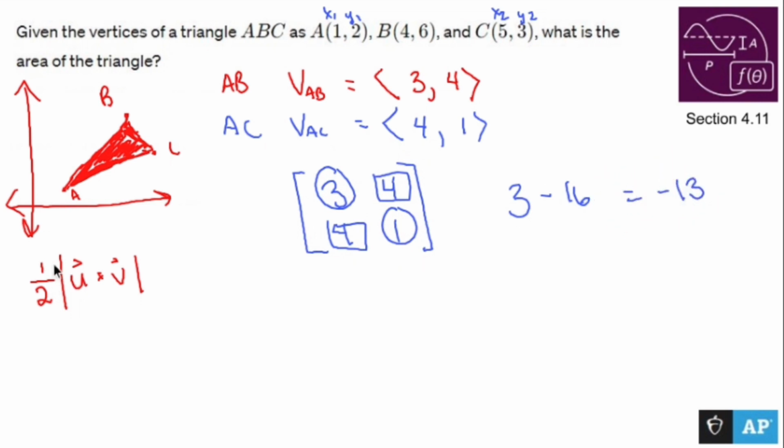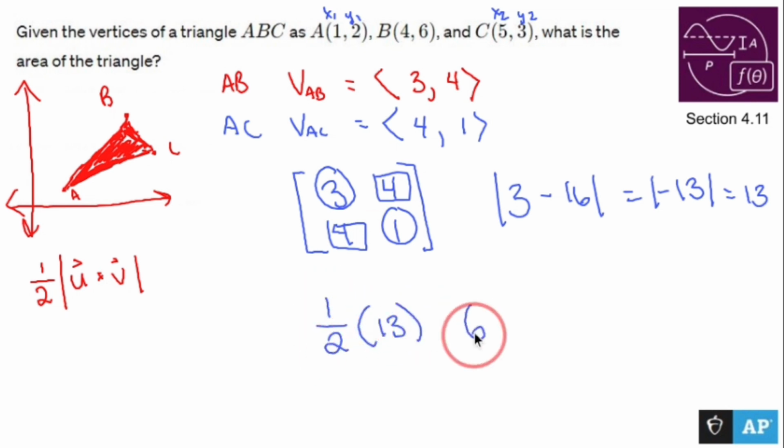Okay. Now what I do in order to do cross products is I have to take the absolute value of that, which is the absolute value of negative 13, which is positive 13. All right, so now to complete this, and by the way, what I just did here was this part, now I have to take 1/2 of that, and 1/2 of 13 is 6.5. So, yeah, there you go. That's the area of a triangle using cross products. Not that much fun.